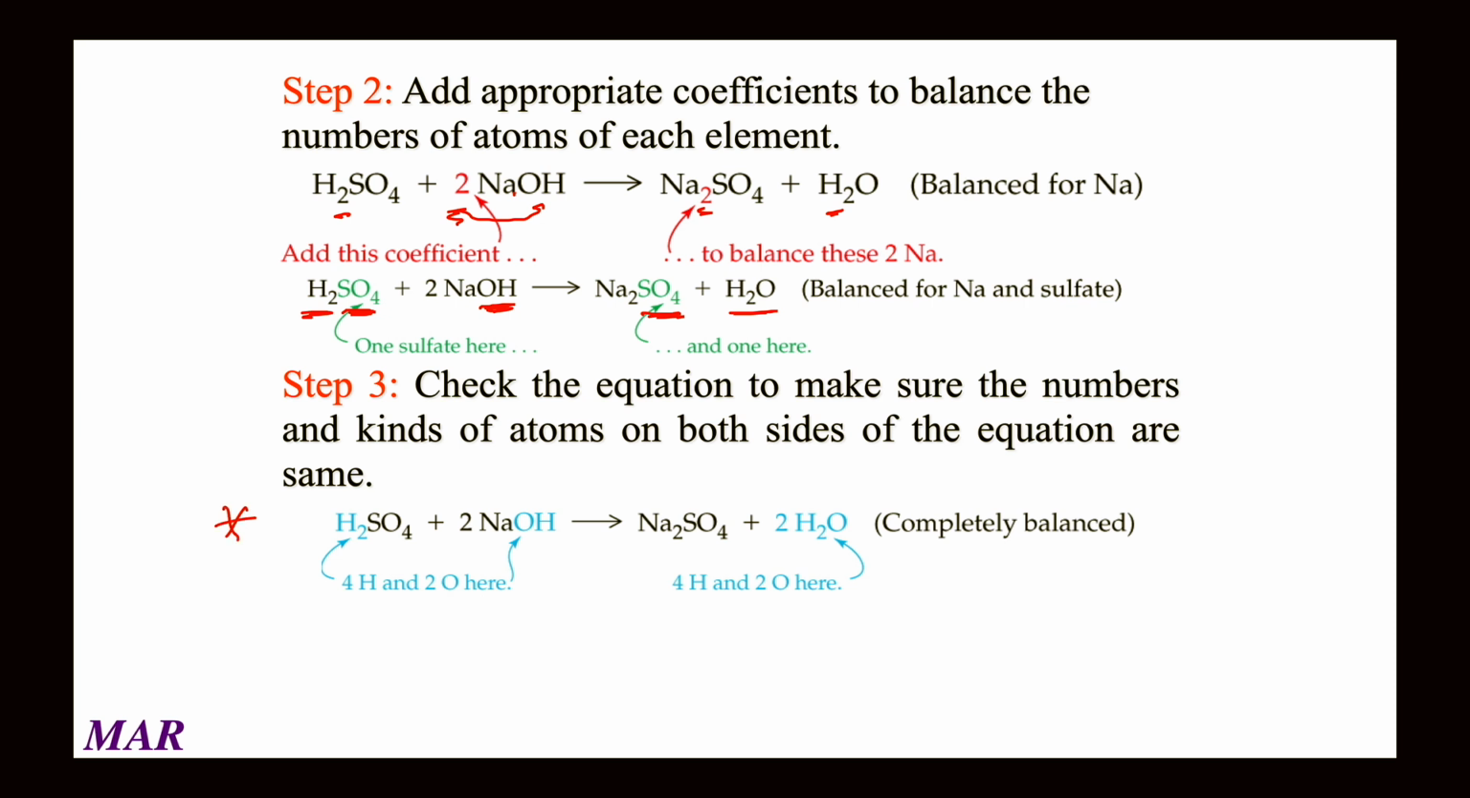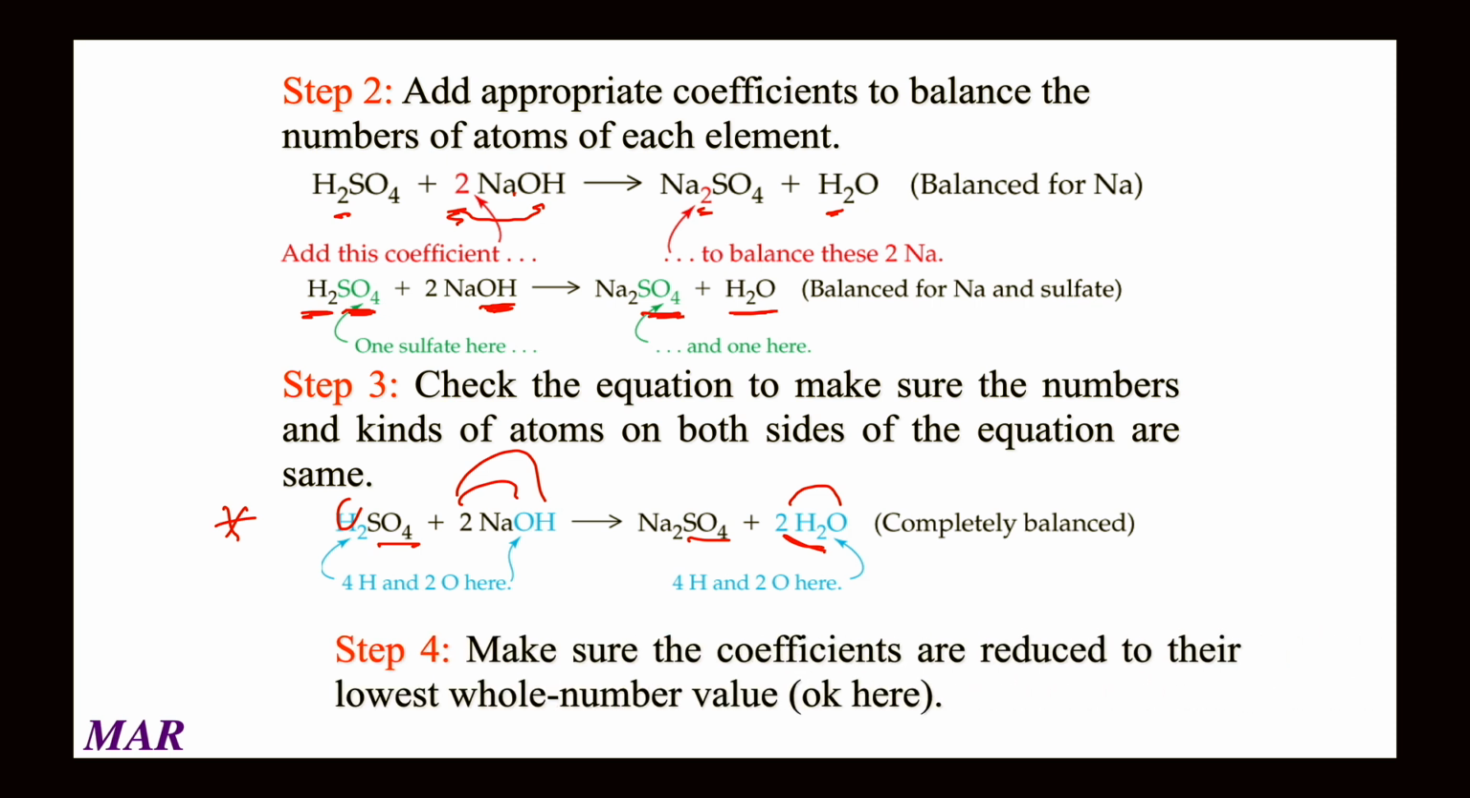2 Nas on the left, 2 Nas on the right. A sulfate on the left, a sulfate on the right. You've got 4 hydrogens and 2 oxygens. 2 oxygens, 2 hydrogens, 2 more hydrogens right there. This reaction is good to go. I'm going to put up one more little warning.